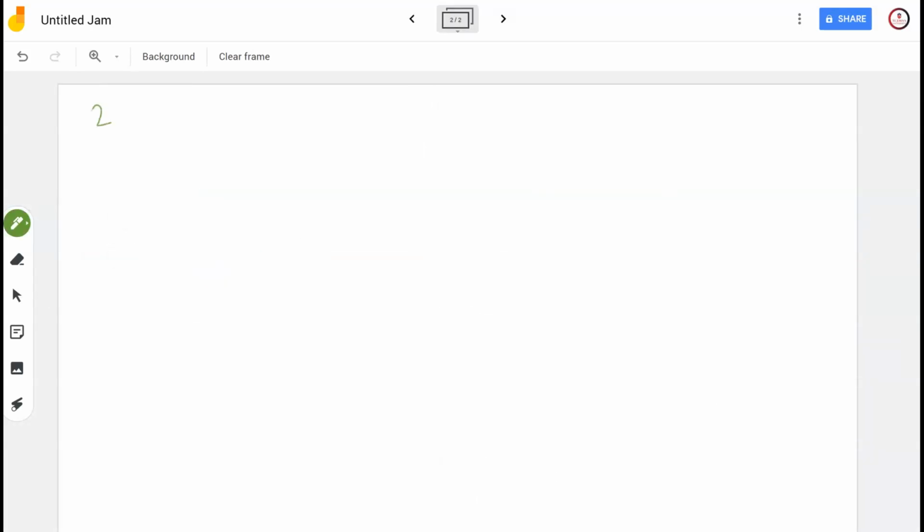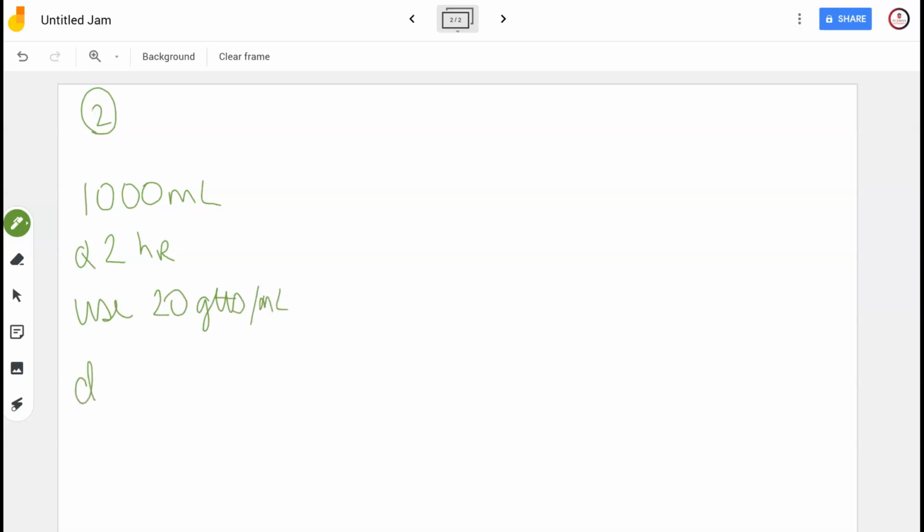Question number 2. You need to give a burn patient 1,000 milliliters of lactated ringers every 2 hours. You're going to use a 20 drop set. What is your drip rate? So again, we're using your volume over time formula.